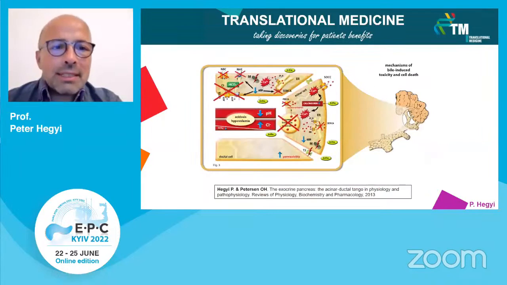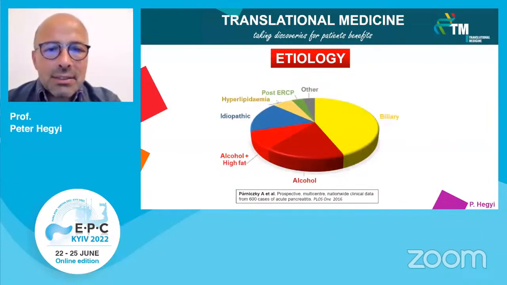So altogether, we must say that in bile-induced acute pancreatitis, there is a clear decrease of ATP secretion, toxic calcium signal, mitochondrial injury, and decreased bicarbonate secretion, resulting in acidosis and blocked trypsinogen secretion by the acinar cells.